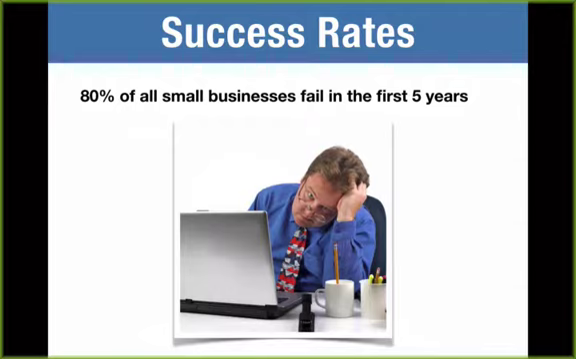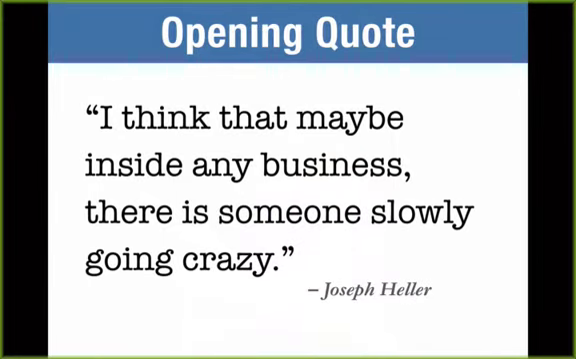Now, what I love about this book, when I went back, I remembered that there was a great quote on the very first page, which is from Joseph Heller, who wrote Catch-22, but this is from another book. "I think that maybe inside any business, there's someone slowly going crazy." And that is probably true for most small businesses, someone in there is going crazy. And so the book is about how you can stop going crazy and fix things.